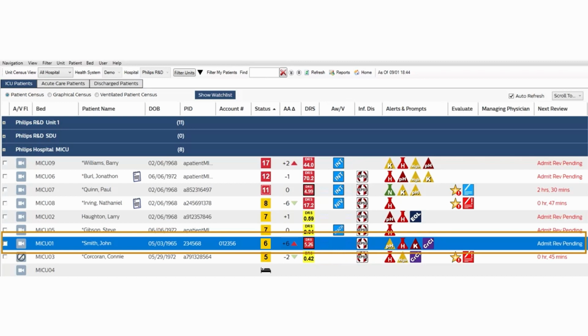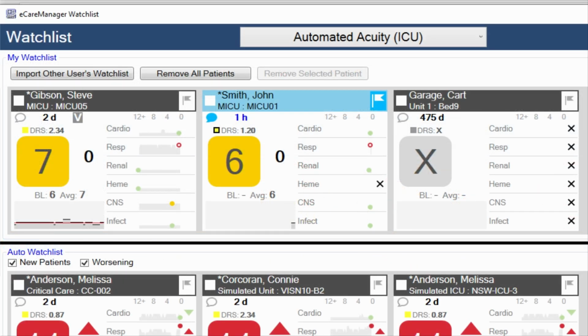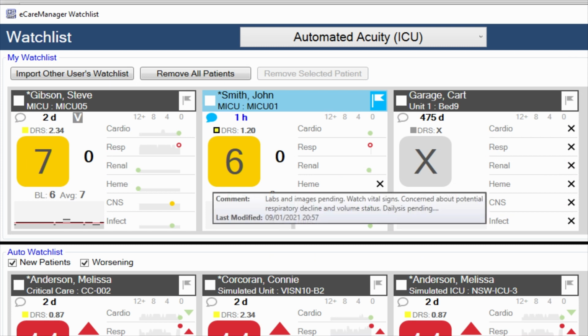At the moment, John's automated acuity status is yellow, so he's not on Josephine's high priority list, but she is concerned about his status, pending labs and radiology images, and his potential for clinical deterioration. Josephine has therefore added John to her automated acuity watch list, flagging him for follow-up. She has also added comments regarding her concerns about his current condition, plus items to follow up on, such as his lab results, diagnostic images, and other orders.